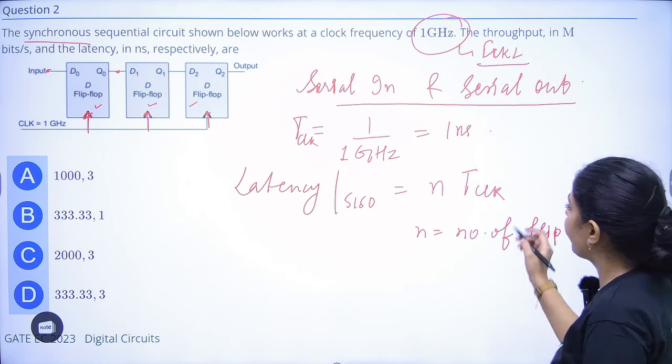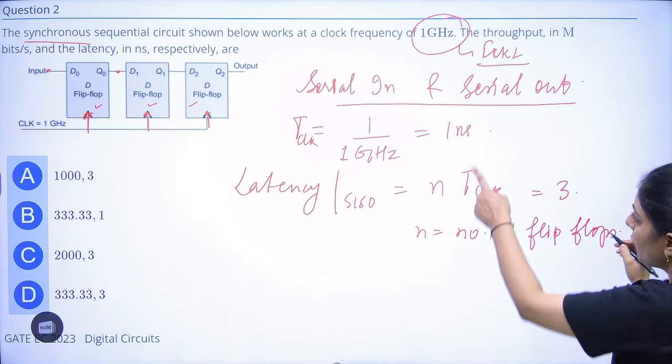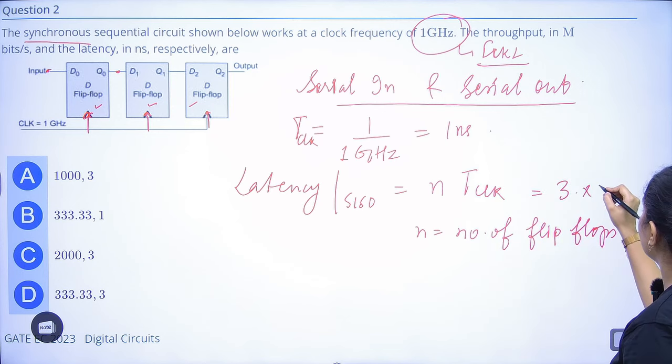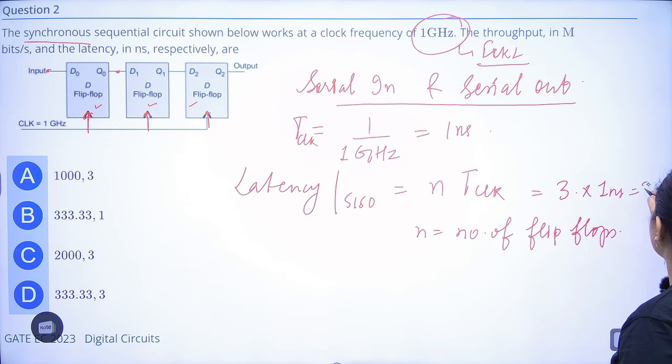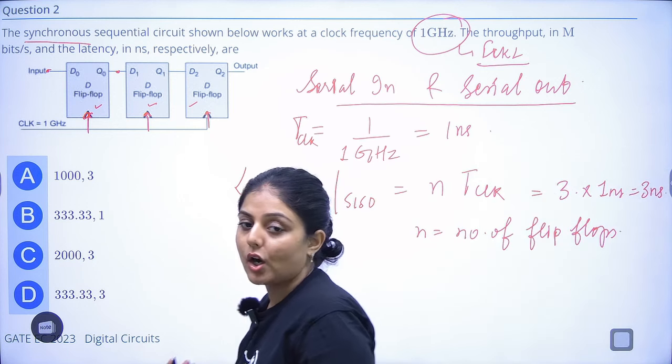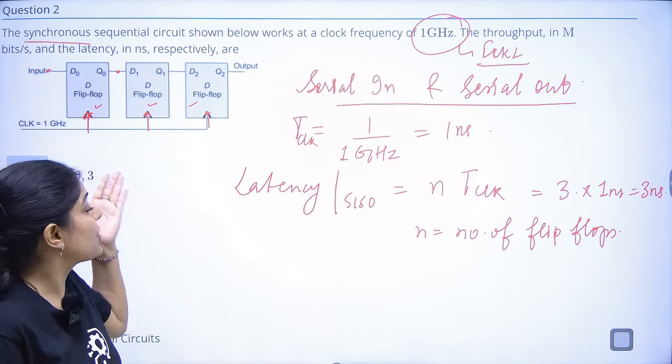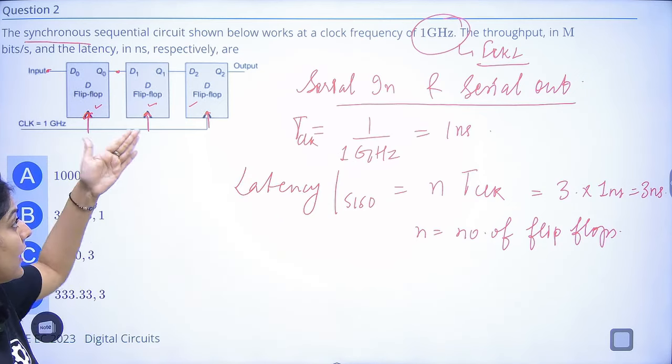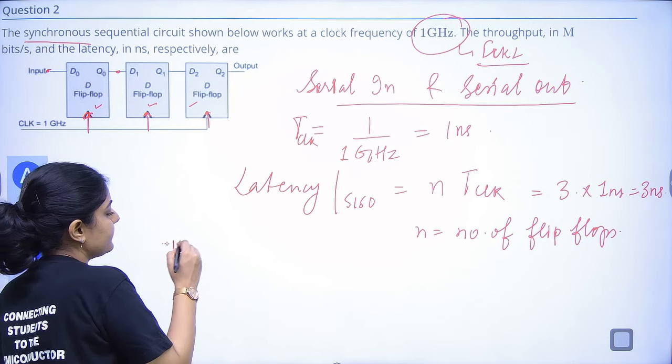The number of flip-flops is 3. T clock we just calculated is 1 nanosecond. So what is the latency? 3 nanoseconds will become the latency of the given type of register circuit, sequential circuit. Now they are talking about throughput.